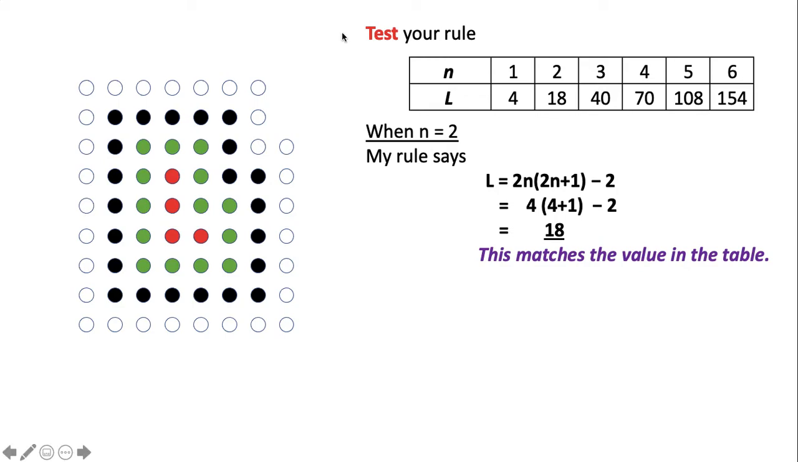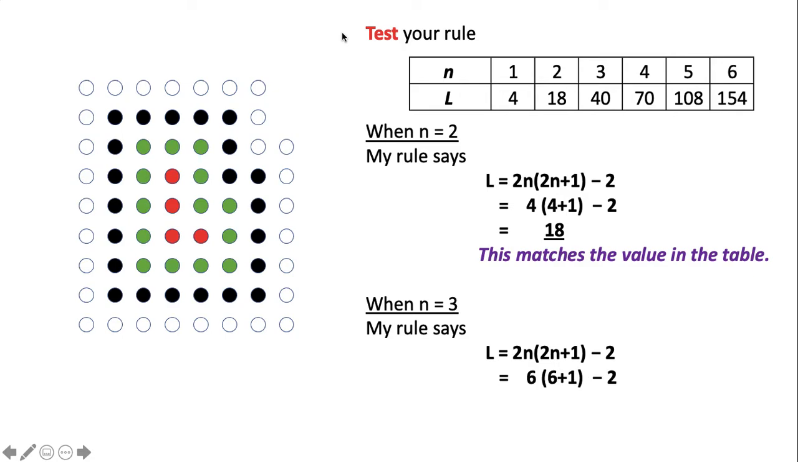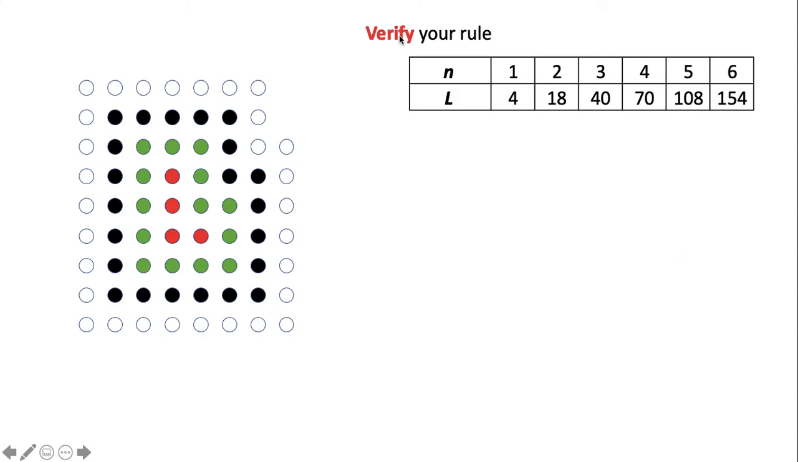So once again, I'm going to do it for when n equals 3. So a nice clear heading, when n equals 3. My rule says that put the number in, that'll be a mark just for putting the number in. Get the right answer, that'll be one mark if it's right. And then it'll usually be one mark for the comment, this matches the value in the table. So that's testing.